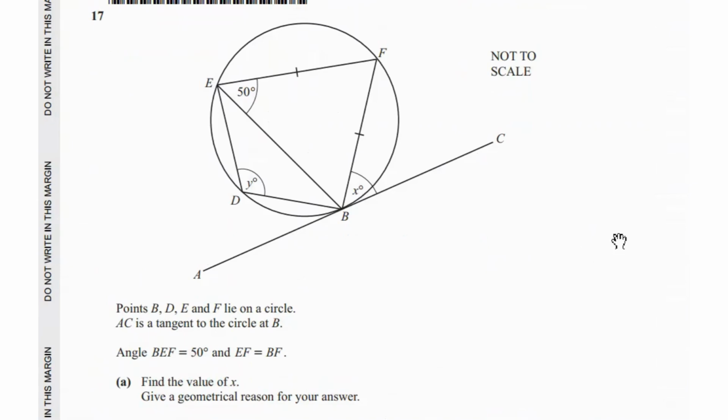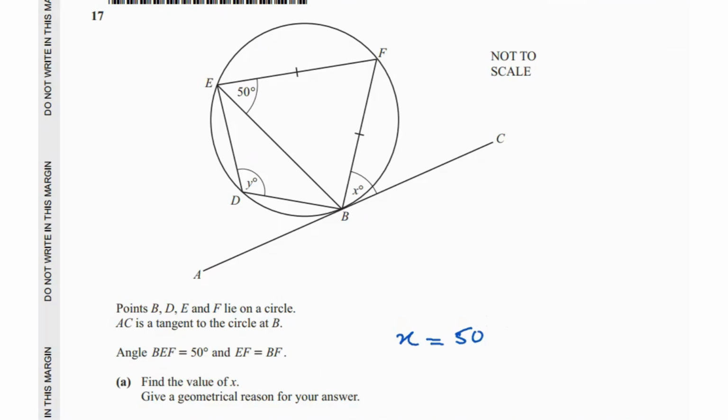Then we have a circle theorem question. It says points B, D, E, and F lie on a circle. AC is a tangent to the circle at B. Angle BEF is 50 degrees and EF equals BF. So that has been identified in the diagram. I have to find the value of x. x is going to be 50.